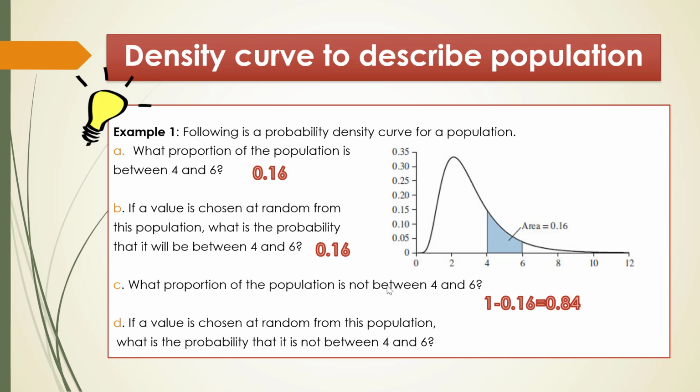If a value is chosen at random from this population, what is the probability that it is not between 4 and 6? So that's how we use the density curve to describe a population.